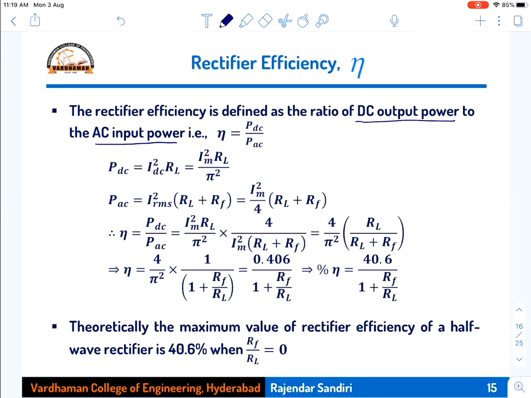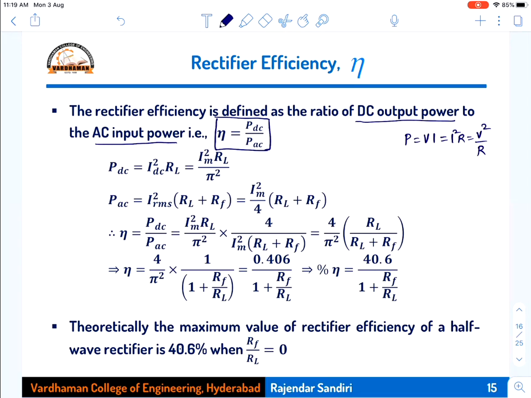There are three power relationships. Power is equal to voltage into current, or current square into R, or V square by R. So we will use either the I square R or V square by R relationship. Once we know the currents and voltages and the load present in the circuit, we can easily calculate the power in the circuit, input power as well as output power. Output power is DC power, input power is AC power. The ratio of DC output power to AC input power we call efficiency, denoted by eta. Eta is equal to PDC by PAC. That is the definition of efficiency.